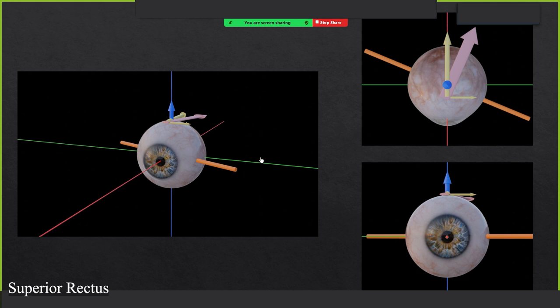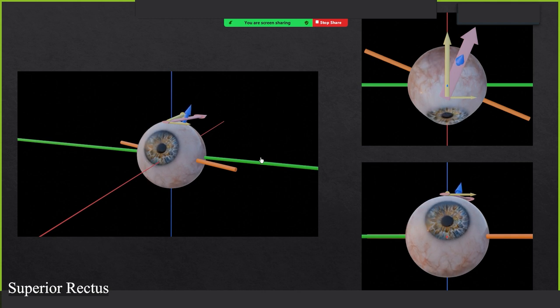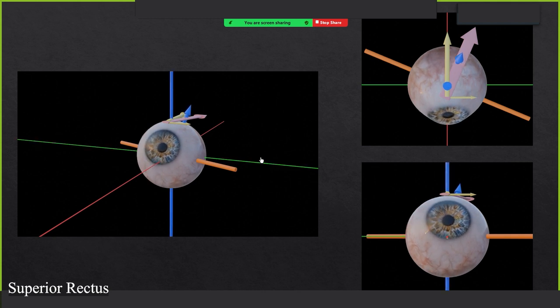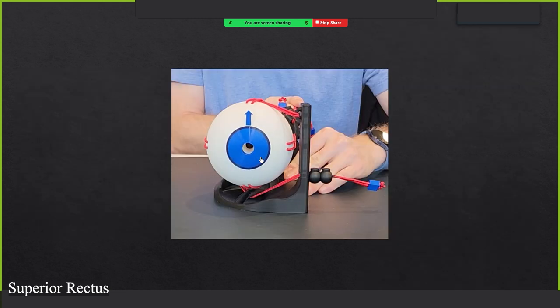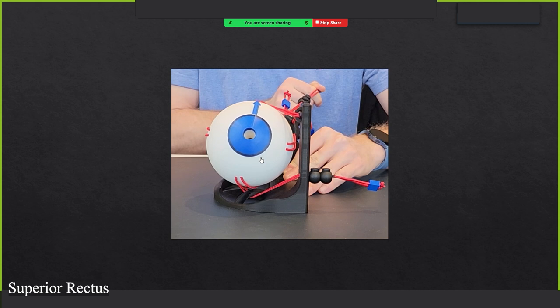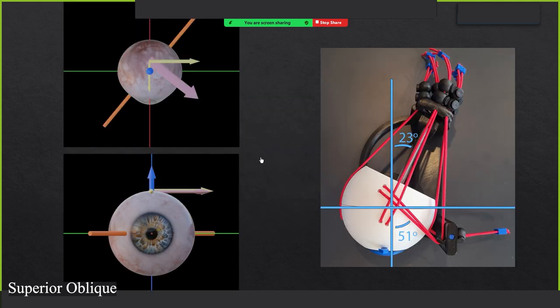We can also break it down into intorsion, supraduction, and medial rotation. And we get to the same spot. So this is what we're doing when we're describing muscle actions in this way. We're breaking down their component actions. Again, wow, incredible, it works. The obliques are next. I skipped the inferior rectus. It's the same orientation as the superior rectus, just on the other side of the eye. So if you want a homework assignment, think to yourself about what it'll do.